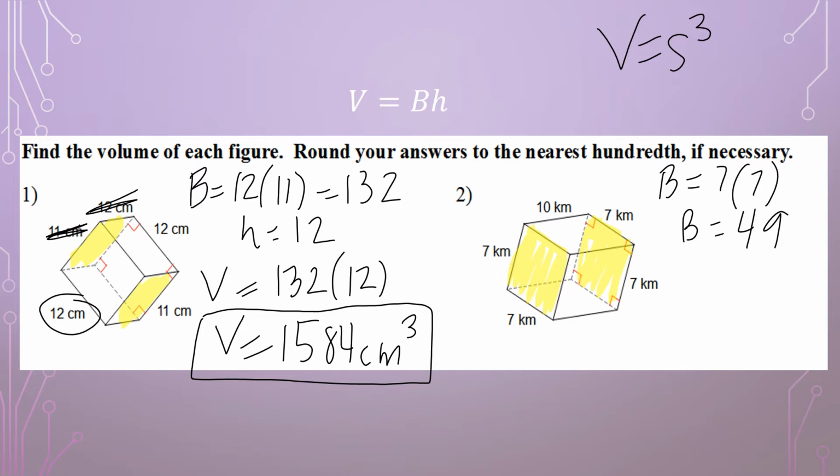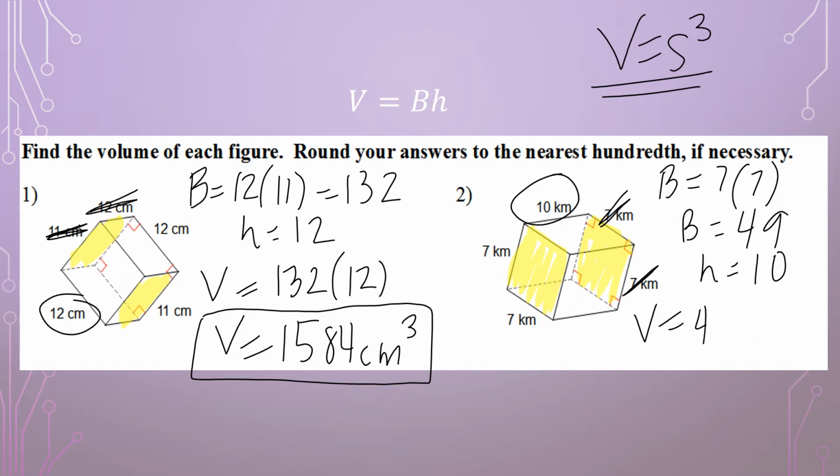This is a square prism, so we already used the length and the width here, but our height is 10. So we cannot use this equation for volume because this is not a cube. So the height is 10 here, and then we're just going to plug it into our V equals B times H, which is 49 times 10. And then you would multiply those two together, you get 490 meters cubed.